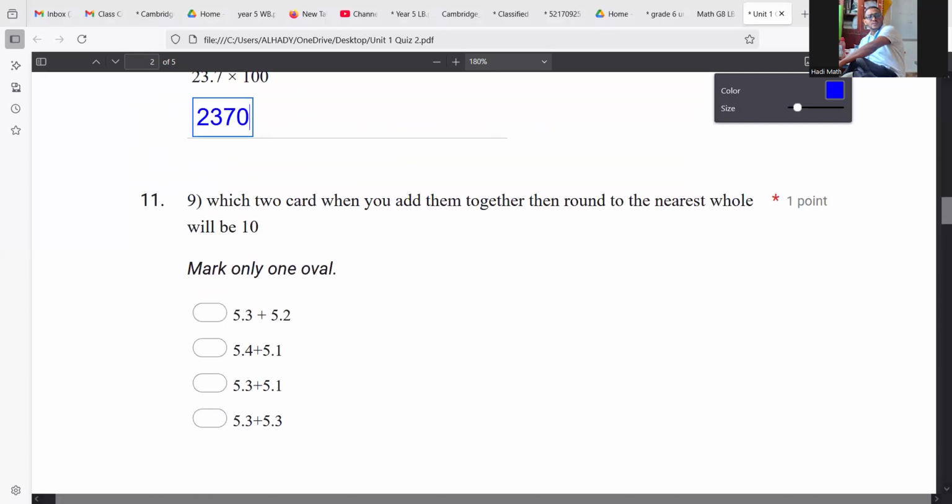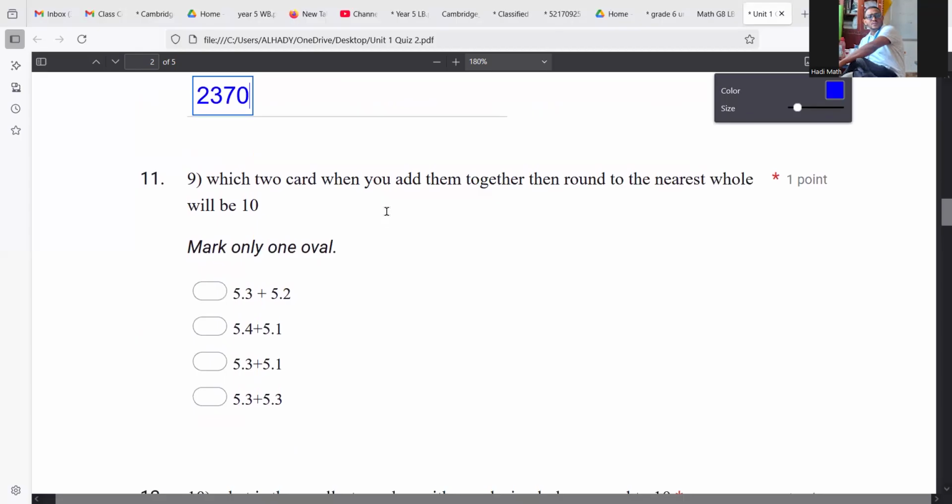This question asks which two cards, when you add them together, round to the whole number. This whole number, what will it be? It will be 10. Add these numbers: 5.3 plus 5.2 gives you 10.5.